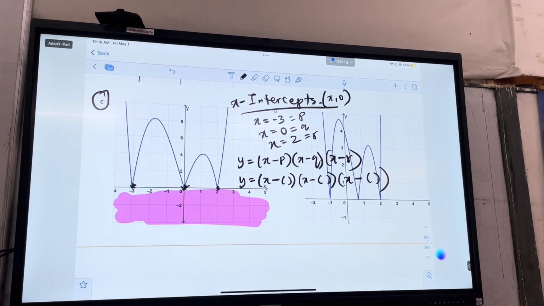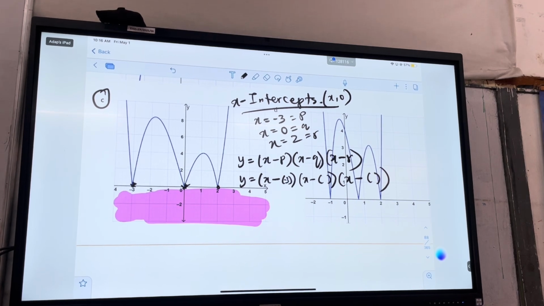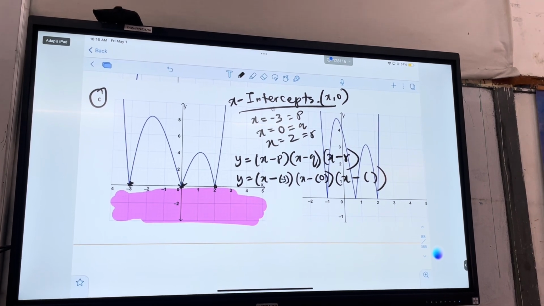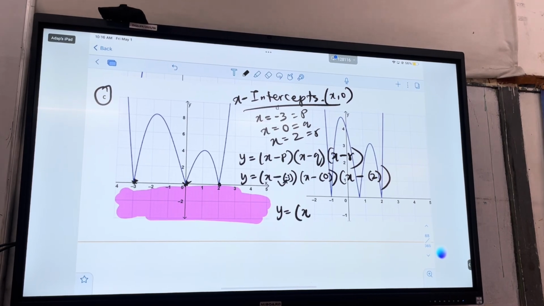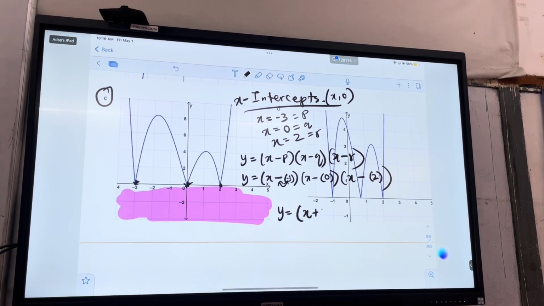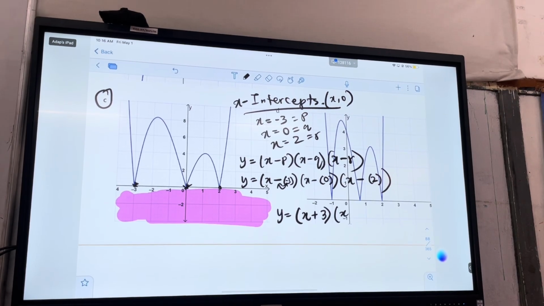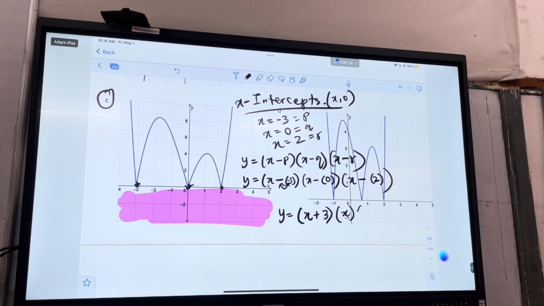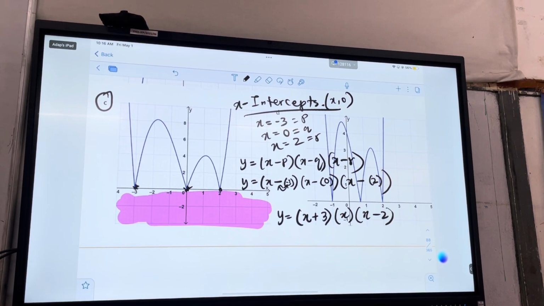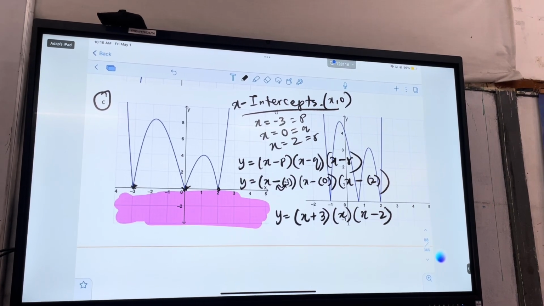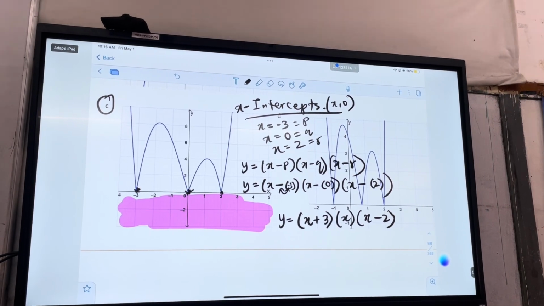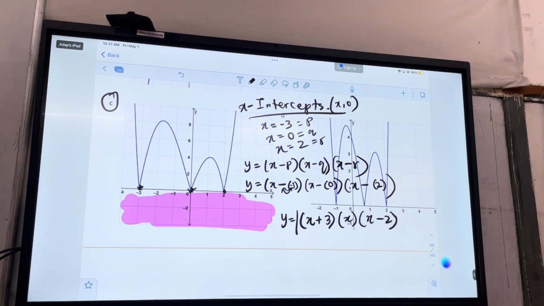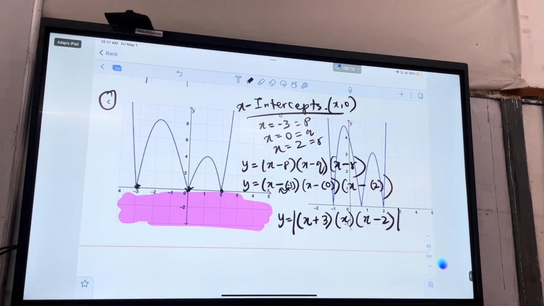So your P is negative 3, then your Q is 0, and then your R is 2. The simplified version is: X minus negative 3 will become positive, so X plus 3. Then you have X minus 0, which is X. Then X minus 2. So this is your equation. However, since it is indicating that your equation is a modulus equation, the way the graph is, you just have to put the modulus sign.